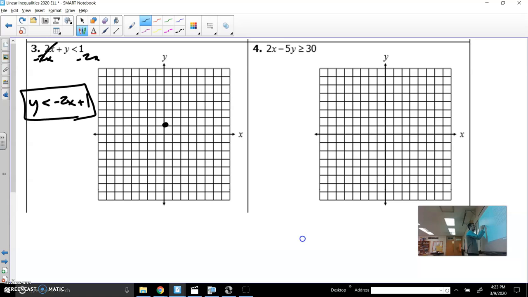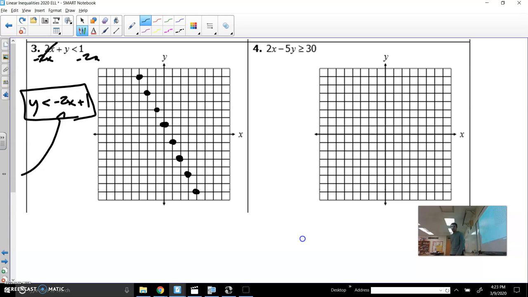So I want to start at +1. 1 is that y-intercept that we see in the equation. And now we want to use the slope value, -2, to find another good point. Down 2, right 1. Down 2, right 1. And do that as many times as you can for as many points on the line as you can.